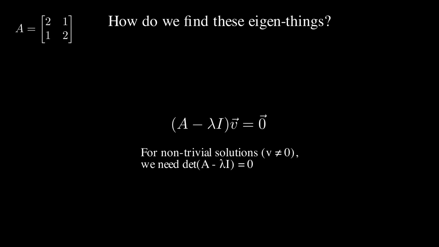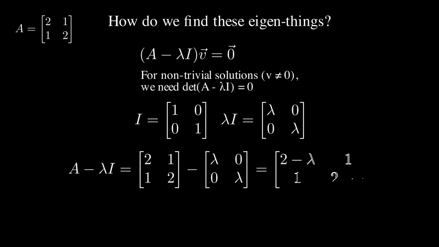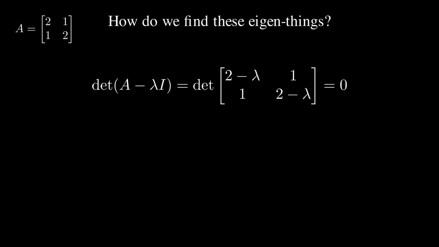must equal 0. Let's look at what lambda times the identity matrix means. Now we subtract lambda I from our matrix A, giving us a matrix with lambda terms on the main diagonal. To find eigenvalues, we calculate the determinant of A minus lambda I and set it equal to 0. Computing this determinant, we multiply diagonals and subtract products of off-diagonal elements.